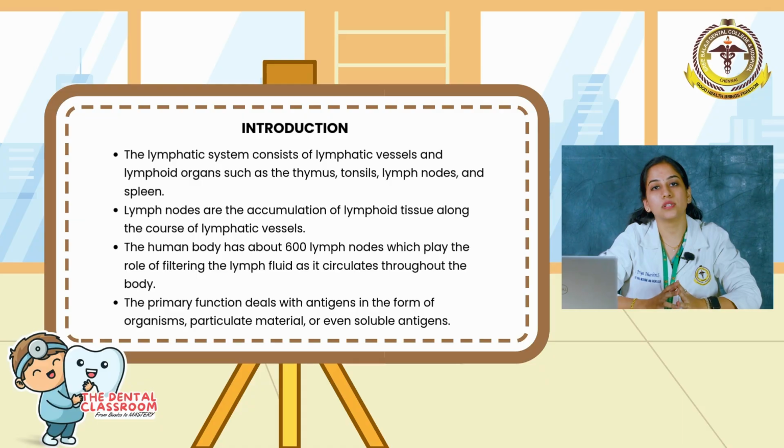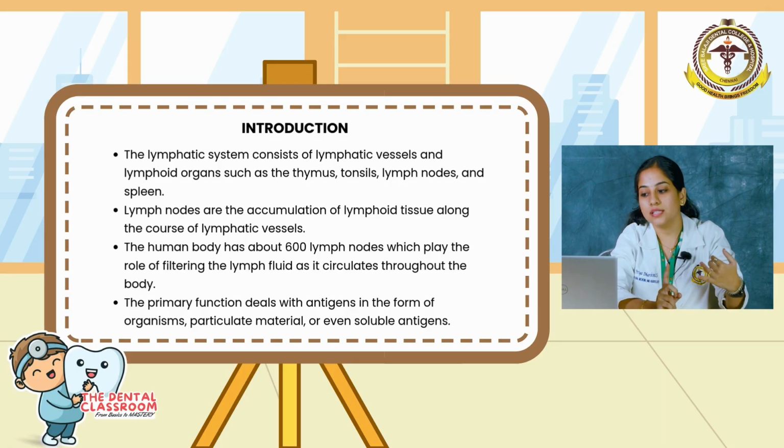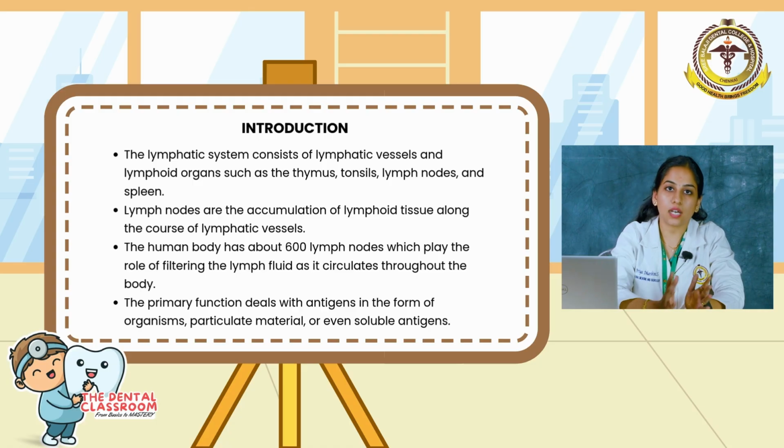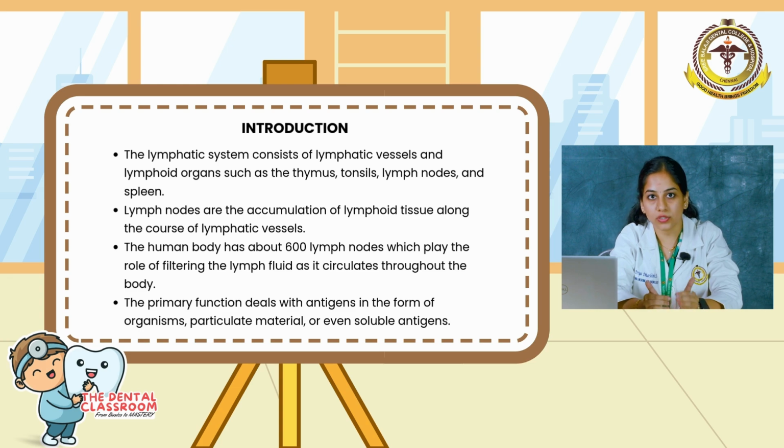What exactly is a lymph node? A lymph node belongs to the lymphatic system, and the major organs which come under the lymphatic system include the thymus, tonsils, lymphoid organs and the spleen. Lymph nodes are accumulations of lymphoid tissue along the course of the lymphatic vessels. In the human body we have around 600 lymph nodes, which play a major role in filtering the lymph that circulates throughout the body. What is the primary function? The primary function deals with antigen in the form of organisms, particulate material, or soluble antigens.